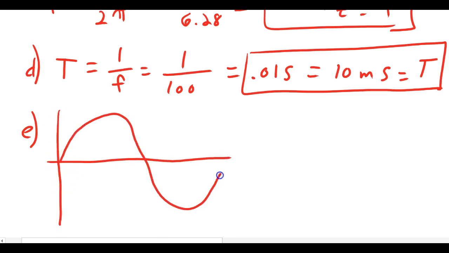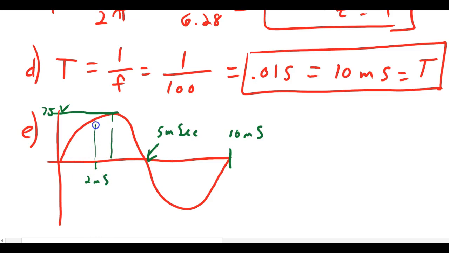The amplitude of the waveform right here is 75 volts, and the period is 10 milliseconds. That means that this point right here is half the period, 5 milliseconds. And so for part E, the instantaneous voltage after 2 milliseconds, remember the peak here occurs at half of 5, 2.5. So we are looking at 2 milliseconds, approximately there, and so this is the instantaneous value. At that instant would be a voltage somewhere close to 75, between 50 and 75, I think.